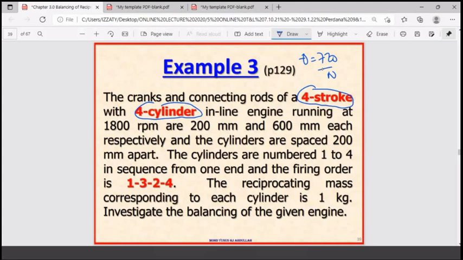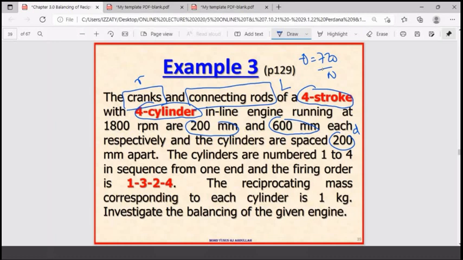Then we have the engine running at the speed of 1,800 rpm, with crank and connecting rod of 200 millimeter and 600 millimeter respectively, and the cylinders are spaced 200. This one is the crank here. This one is the connecting rod. Remember, the connecting rod is the capital L. The crank is the small r here. The cylinders are spaced 200. This one is D. If you read the book, they put L. It's the same. Either L or D is the same. D will be the distance, the length between one plane to another plane.